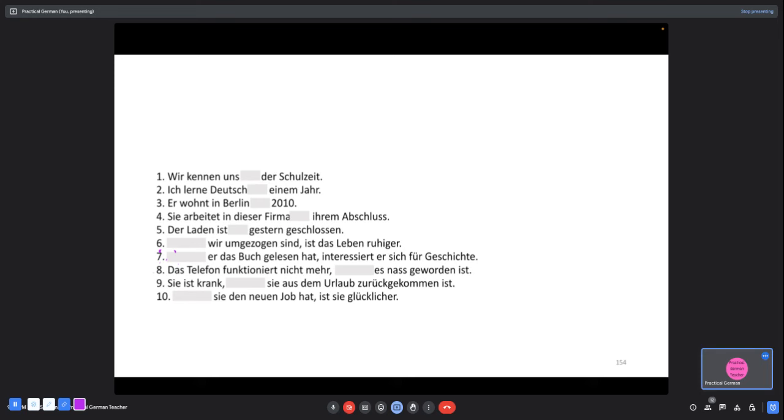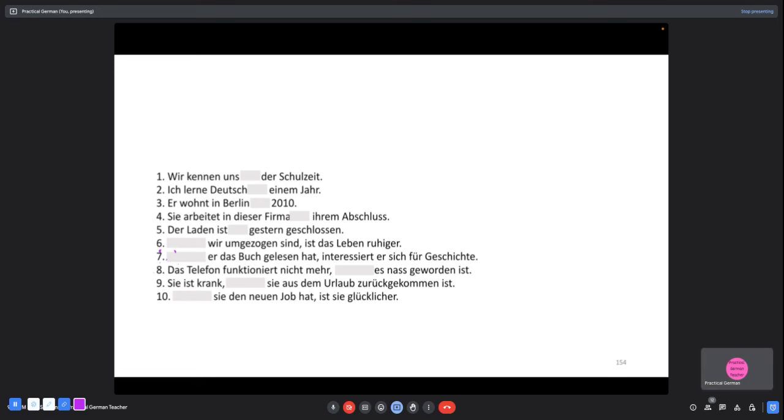Seitdem wir umgezogen sind, ist das Leben ruhiger. You can also say seit over here, but focus. Also remember, wir sind umgezogen. This is a special case of past tense, but you don't use the helping verb haben. You use sein, because it has something to do with moving, traveling. You go with the sein helping verb, and it has been pushed to the last position. Okay.